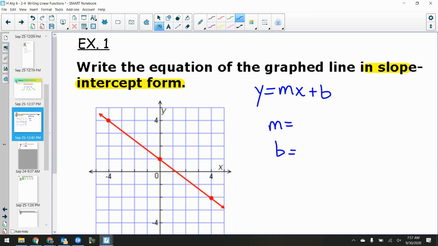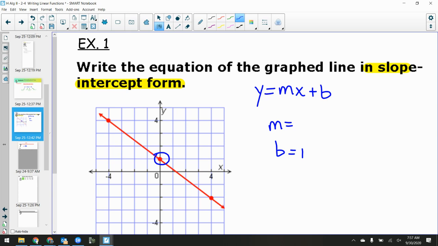What is the y-intercept in this case? 1. It crosses right here at 1. Again, y-intercept, not x-intercept. Please don't say 1.2 or something like that. This is the y-intercept, not the x-intercept.